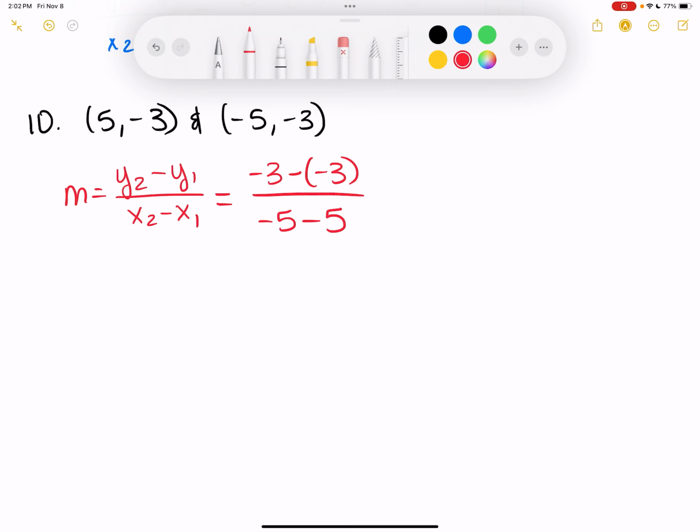All right, negative 3 minus a negative 3 is 0. Negative 5 minus 5 is negative 10. What is 0 over negative 10? Zero. So this one has a 0 slope. So this would be a straight line across if you were graphing it.